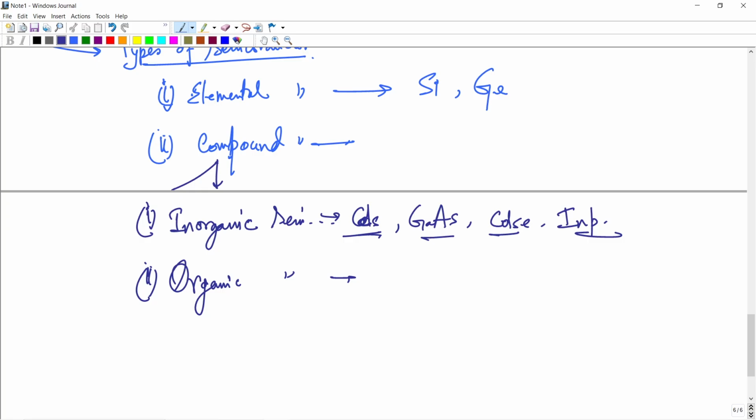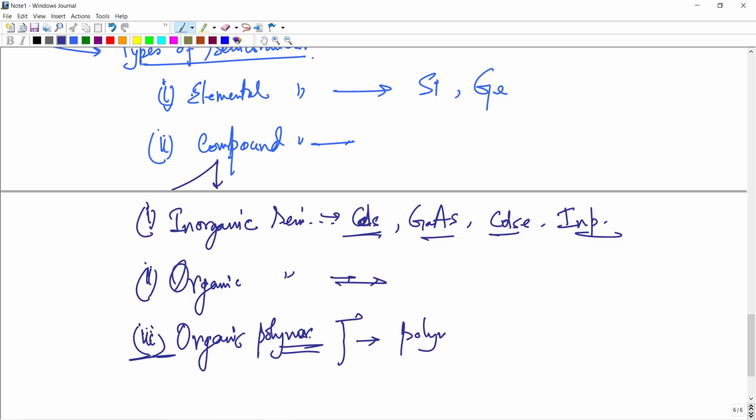And the third part, the name is a little bit complicated here, is organic polymer semiconductor, like polypyrrole, polyphenylene. These are mainly the organic polymers, and that's very important because organic polymers jump into polymer electronics. Okay, these are very important for polymer electronics.